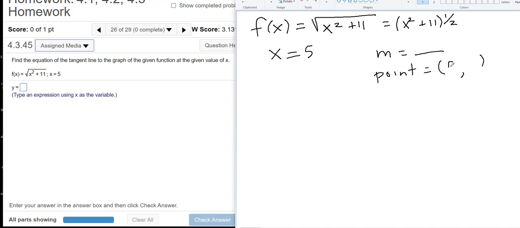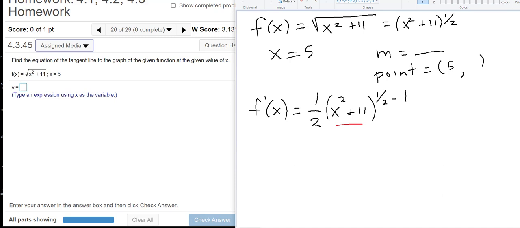We do know that x is 5. That's all we know so far. But we can find the derivative to find the slope. So the derivative, which is f prime of x, is the power times the base to the power minus 1. And since our base has a derivative, we have to use the chain rule and tack on the derivative of that base, which is 2x. I'm going to clean it up a little bit by moving that 2x to the front.